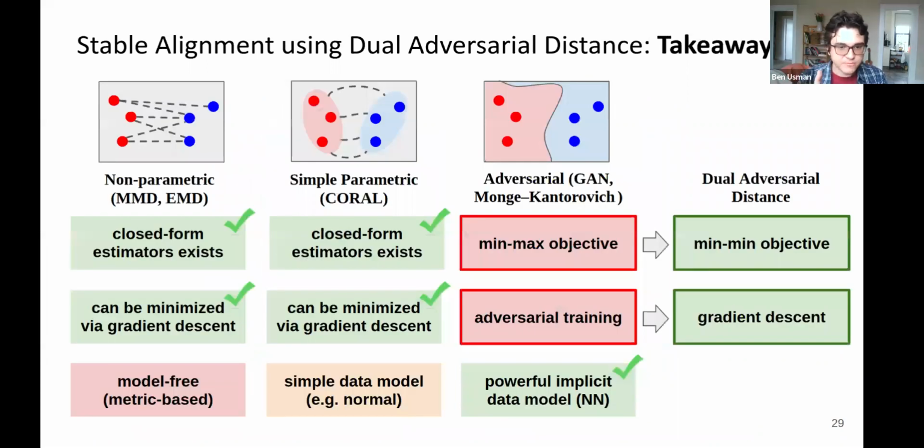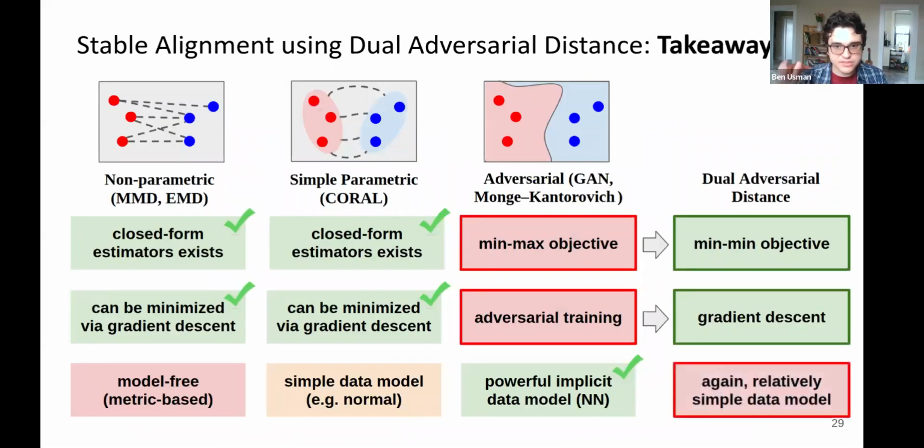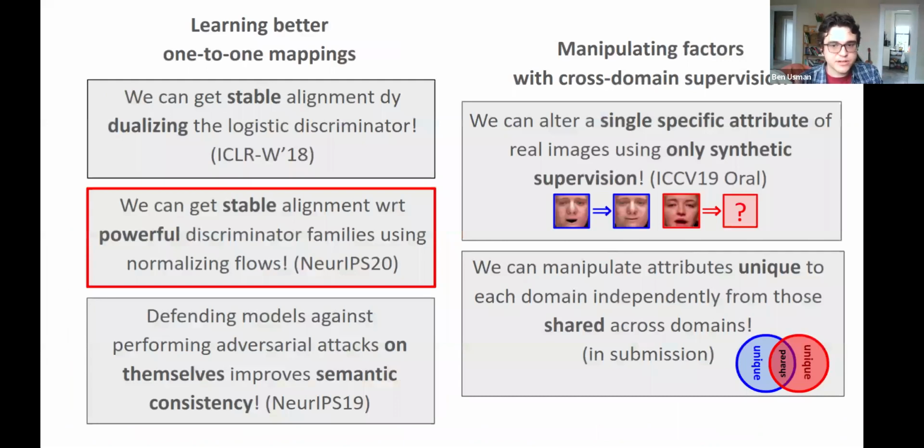Unfortunately, despite being very stable, the resulting procedure requires the classifier to be a simple logistic one, which again puts a fairly strong constraint on the kinds of distributions that we can align using this method. Which leads me to the second paper that I was hoping to discuss throughout this talk, in which we show how you can get a very powerful and at the same time stable alignment using normalizing flows.